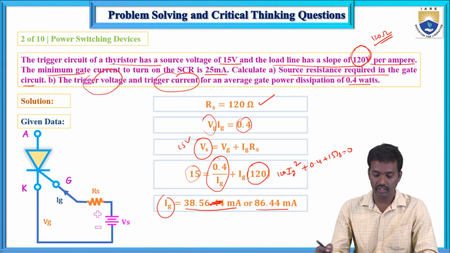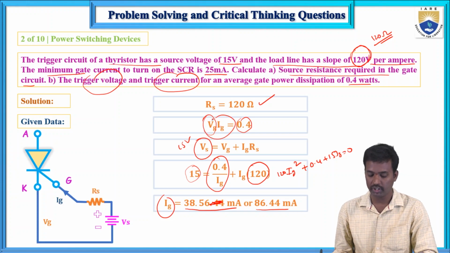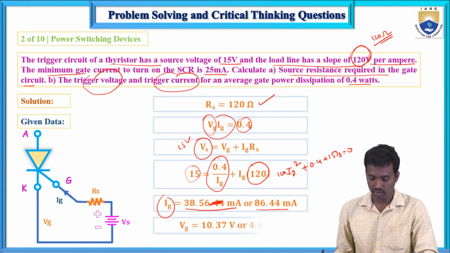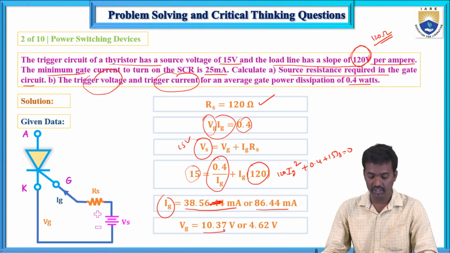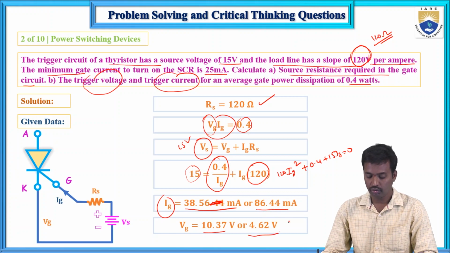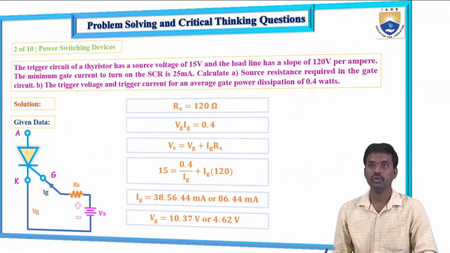So what about the triggering voltage? From this you can determine 0.4 by Ig, that is 0.4 by 38.56, that value equals 10.37, and for the other one, 0.4 by 86.04, that equals 4.62. So here we have two values.